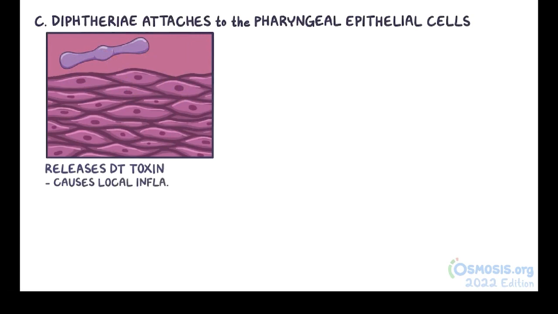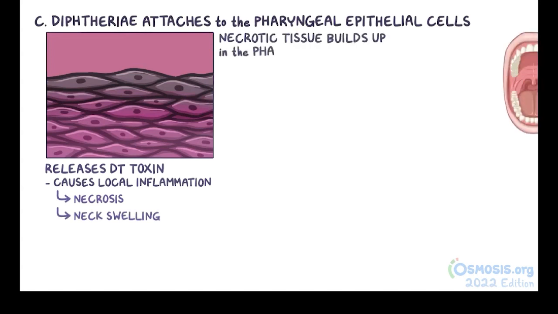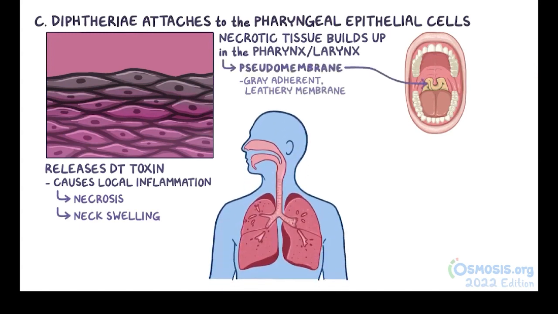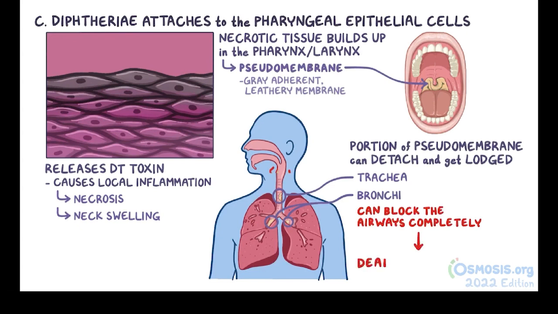This causes local inflammation that leads to necrosis of pharyngeal tissue and neck swelling. The necrotic tissue builds up over the pharynx and larynx, forming a gray adherent leathery membrane, commonly referred to as a pseudomembrane. In some cases, a portion of the pseudomembrane can detach and get lodged into the trachea or bronchi, and when it's big enough, it can block the airways completely, causing death by asphyxiation.